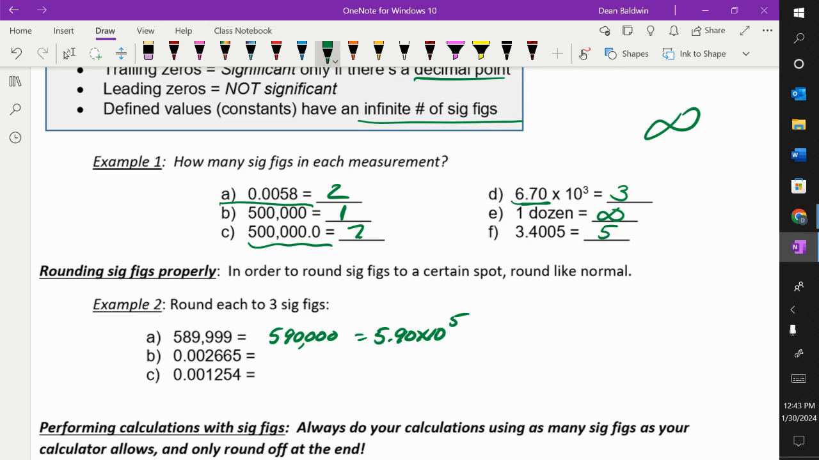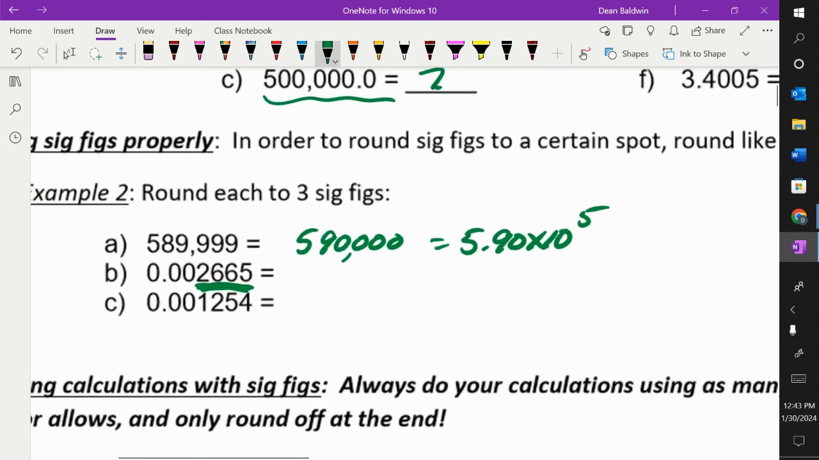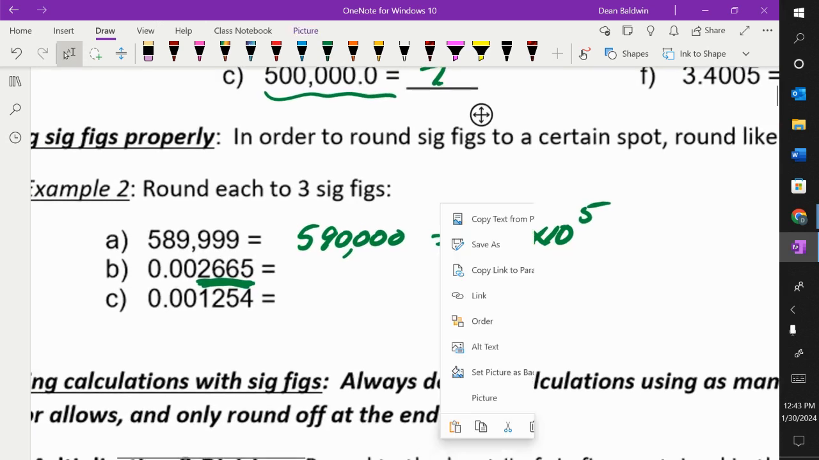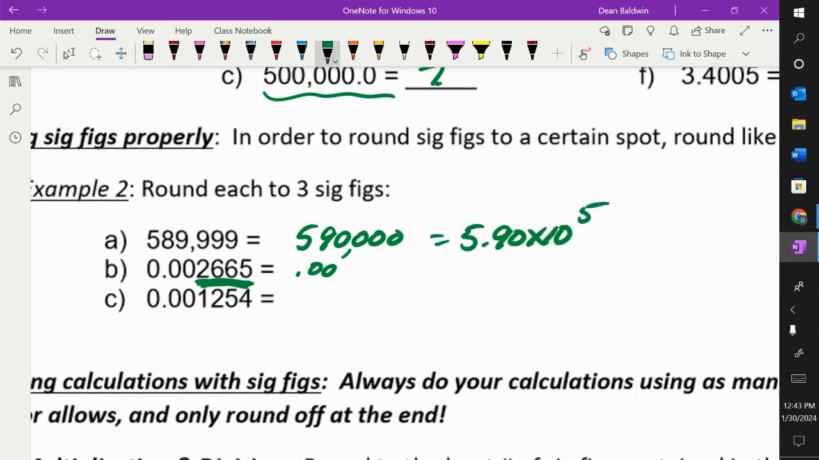0.002665 to 3 sig figs. Where are the sig figs? Those ones, right? That's all I'm really looking at. 0.002665. So what does it round to? Yeah, so you could do 0.00267, or you could do 2.67 times 10 to the minus 3.